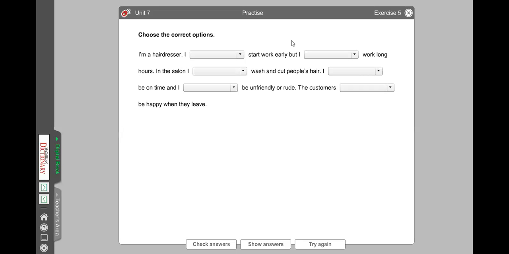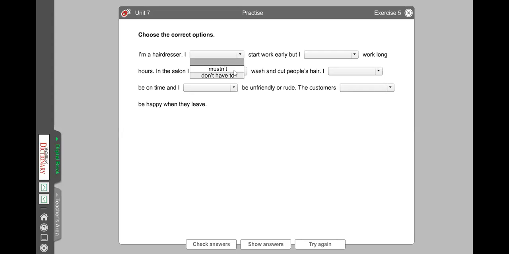So let's practice now with the grammar. For this first part, we have the practice of obligation modals, have to and must. Let's start. It reads, I'm a hairdresser. I start work early. So we have options. I mustn't start work early or I don't have to start work early.